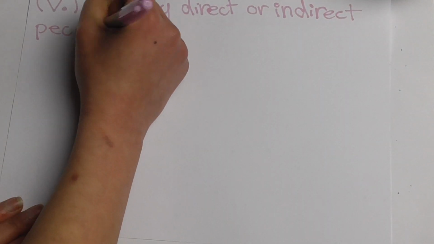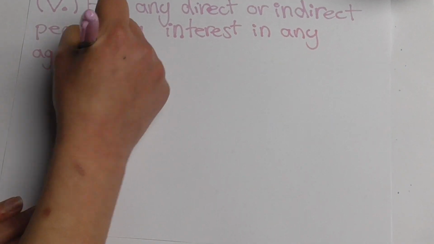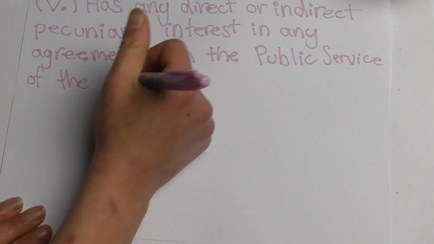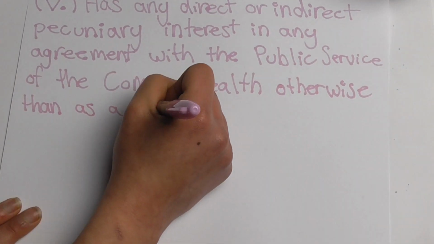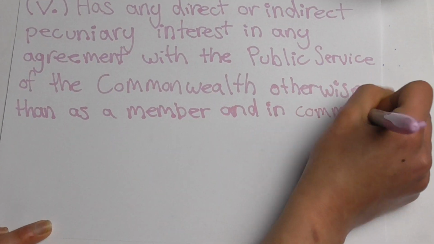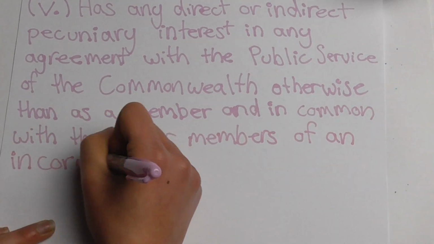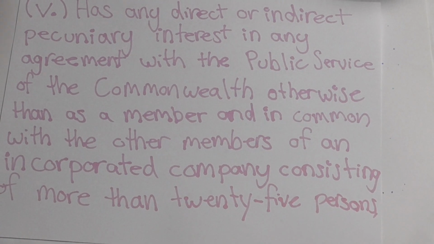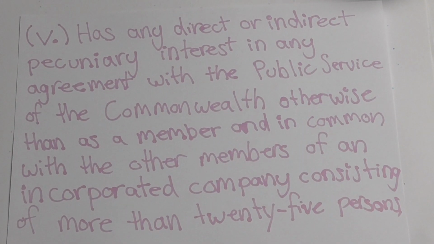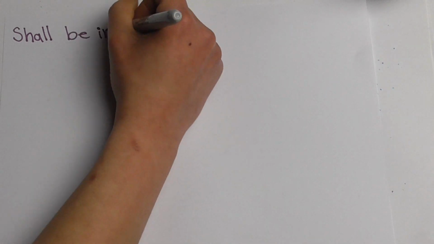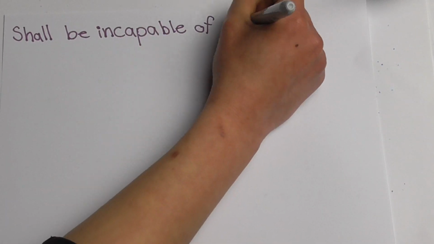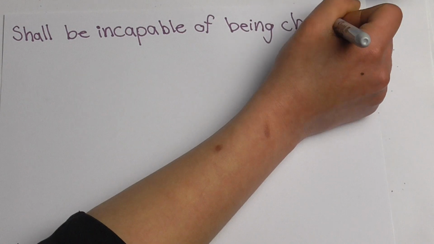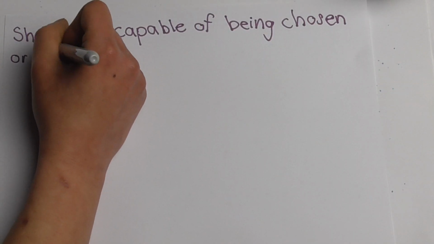5. Has any direct or indirect pecuniary interest in any agreement with the public service of the Commonwealth otherwise than as a member and in common with the other members of an incorporated company consisting of more than 25 persons, shall be incapable of being chosen or of sitting as a senator or member of the House of Representatives. That last one, it's a bit dicey, but my understanding is, like, if you run the post office, you can't be a member. Or what's another public service? You know what I mean.